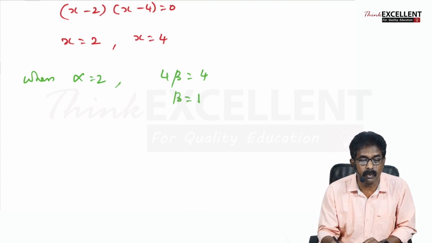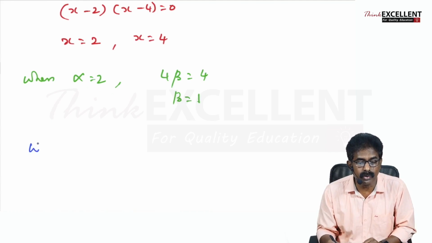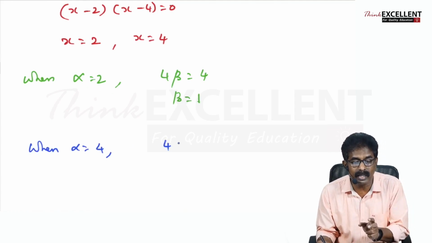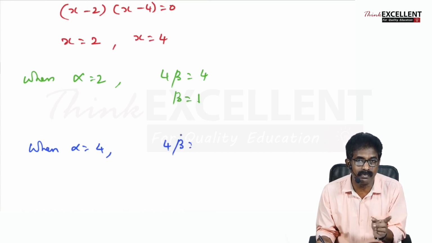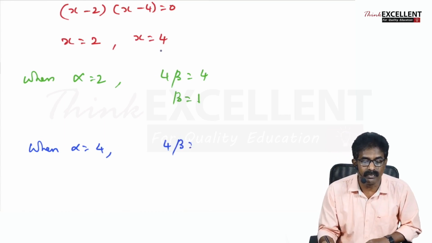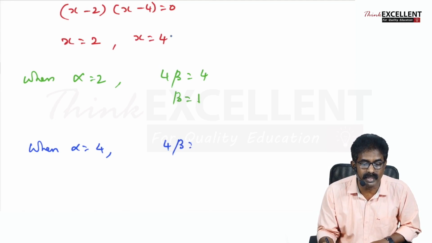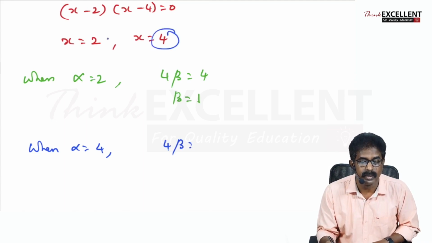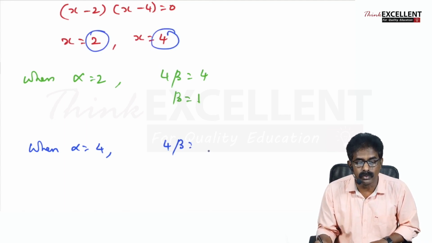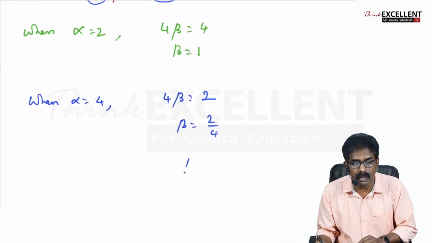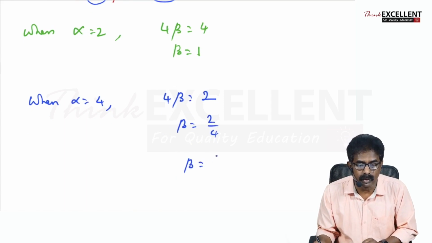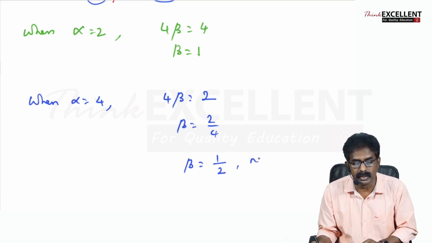Suppose we take the other one, when alpha equal to 4. The roots are alpha and 4 beta, right? One root is alpha, another root is 4 beta. If I take alpha as 4, then the other root 4 beta must be 2. So beta is equal to 2 by 4, and beta is equal to what? 1 by 2, right? 1 by 2, it is not an integer.